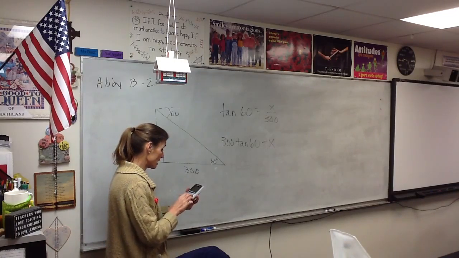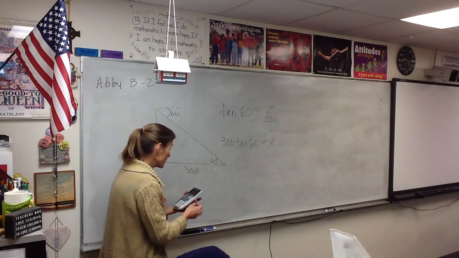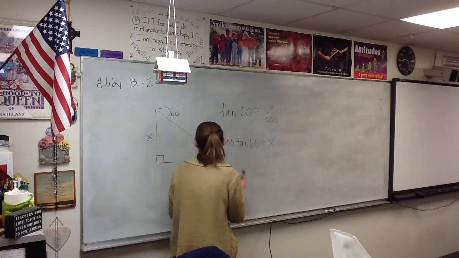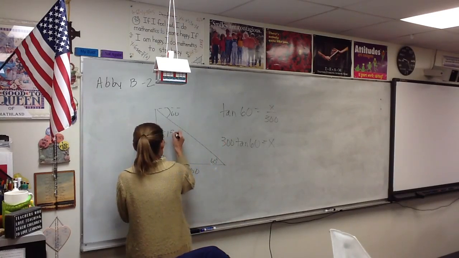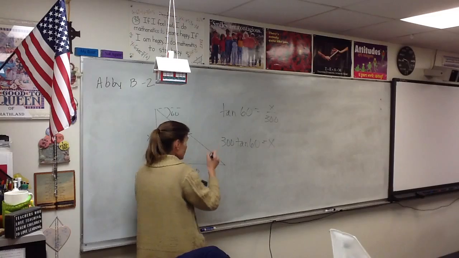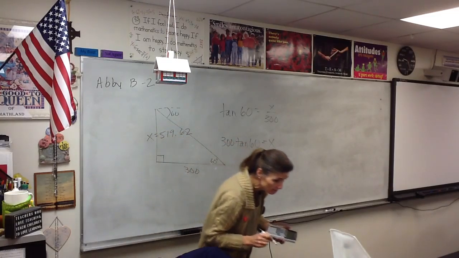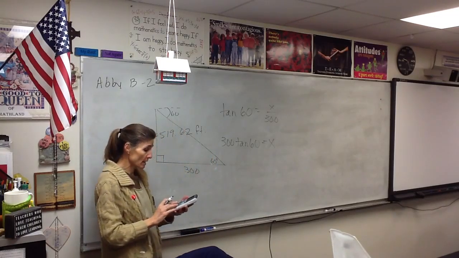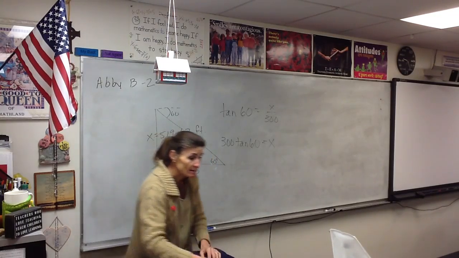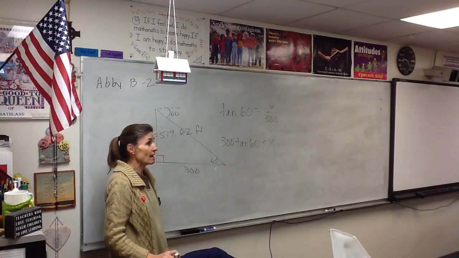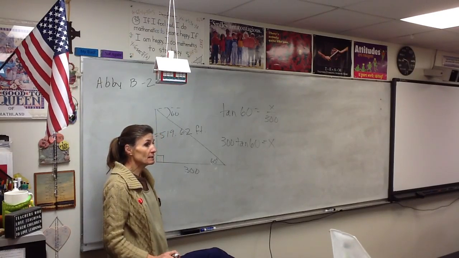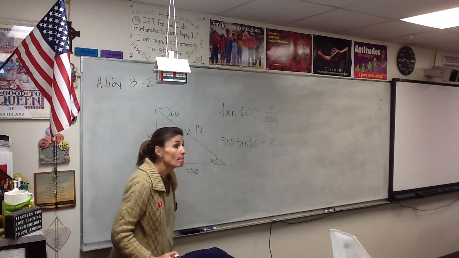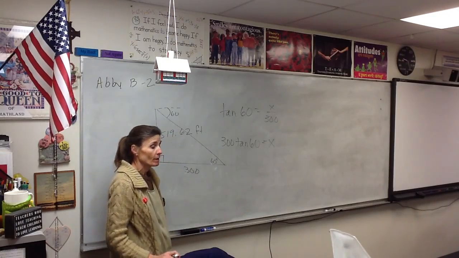So I'll check that. 300 tan 60 is 519.62. And what's our unit? Feet. You want to make sure you label each of your answers. Now, does anybody have a question about that? It's pretty simple, isn't it? Yeah, got to be in degrees.